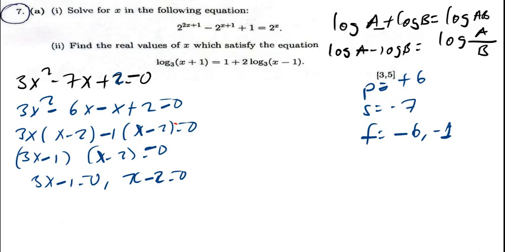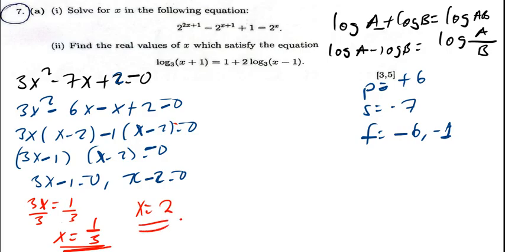If I shift 1 to the other side, it will be 3x is equal to 1, divided by 3, x being equal to 1 over 3. That is the first x which I have found, which is 1 over 3. The other one, if I shift negative 2 to the other side, x will be equal to 2. So I've got two values.